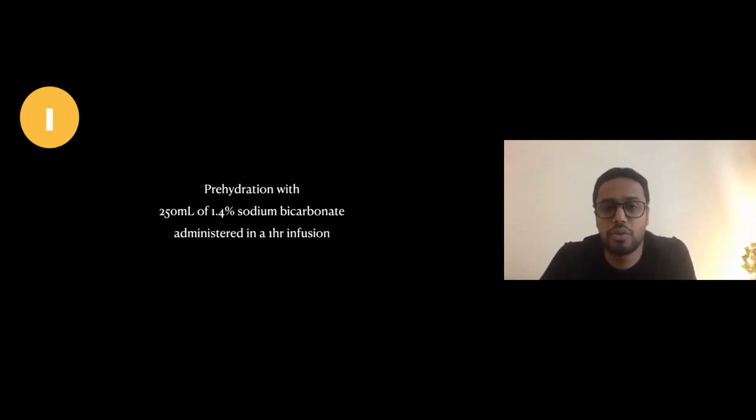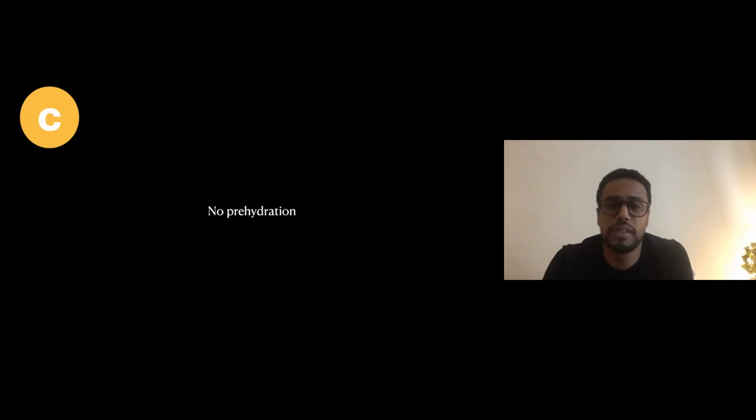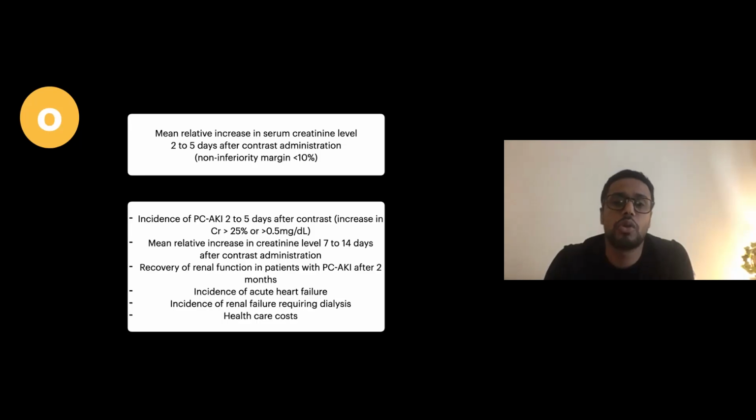In the intervention group, they did a prehydration with sodium bicarb, and in the other group, they didn't do any prehydration. Their primary outcome was to look for the mean relative increase in serum creat in 2 to 5 days. And for the secondary outcome, they were looking for the incidence of post-contrast acute kidney injury, and they defined it as having a creat increase of more than 25%, or if there was an increase of 0.5 milligram per deciliter.